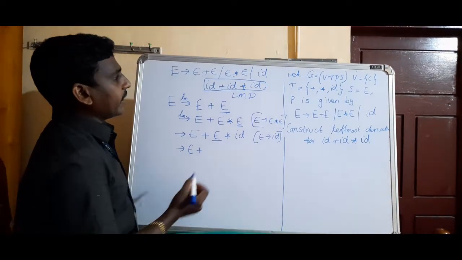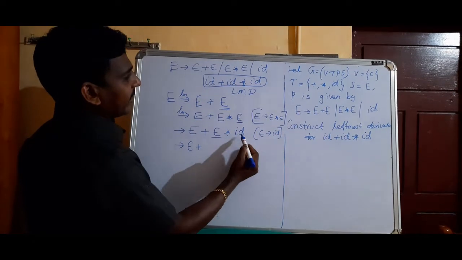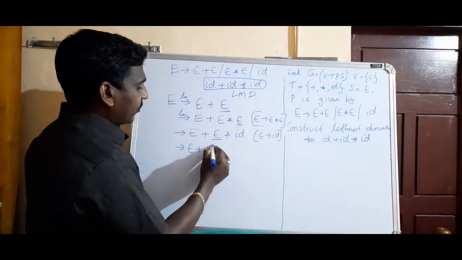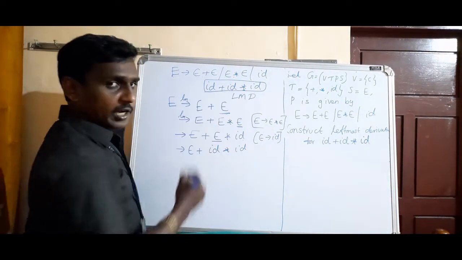So which one can I use for this E? See, ID plus ID star ID. So star ID I got. Again here ID. So E tends to ID is there. So I will put ID and star ID. So now these three terms I got, right?